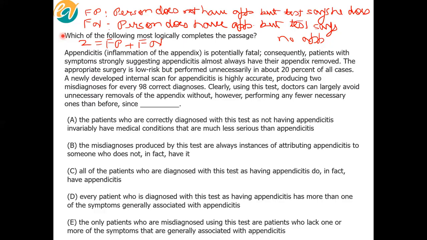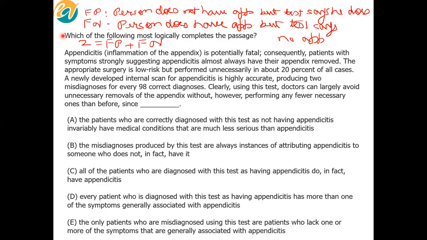Now this is important. Without what? Missing out the positive ones. Without performing any fewer necessary ones. Fewer necessary ones. What does this mean, guys, in simple language? Without performing any fewer necessary ones than before. What does this mean?